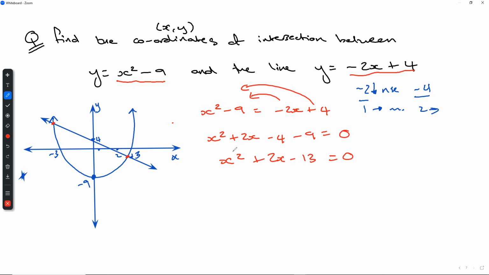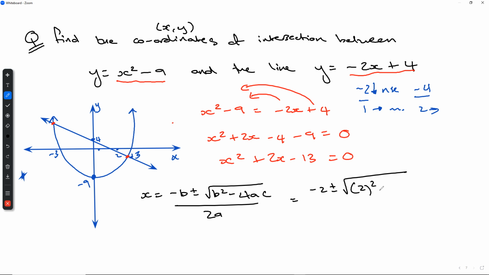Now that over there cannot be factorized. So what do we do if we cannot factorize something? We use the quadratic formula. And we know x will equal minus b plus minus the square root of b squared minus 4ac, divided by 2a. And so that's equal to -2 plus minus the square root of 2 squared minus 4 times 1 times -13, all divided by 2 times 1.